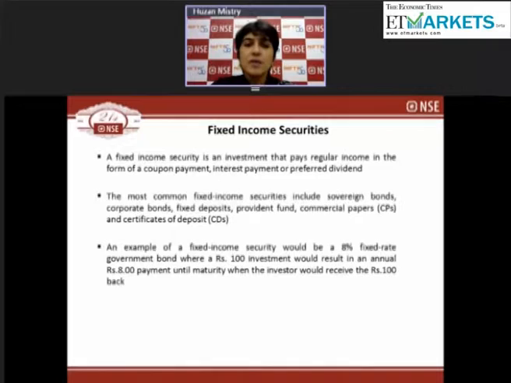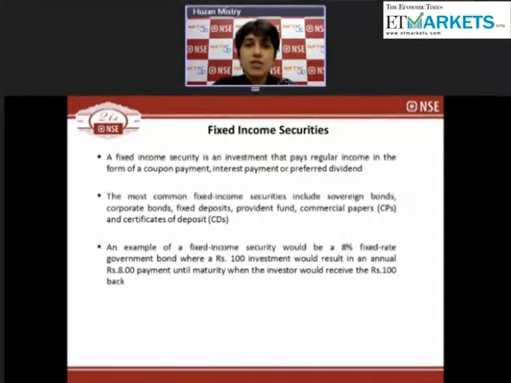Some of the most common fixed income securities that probably most of us are aware of include sovereign bonds. What I mean by sovereign bonds is what the Government of India issues to fund their fiscal deficit. The corporate bond market, which corporate issuers raise funds through. Fixed deposits, Provident Fund also has a fixed rate of return as far as India is concerned. Your commercial papers, again, which are issued by corporates, your certificates of deposit, these are fixed income securities.